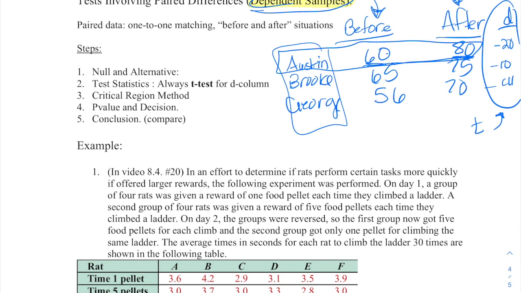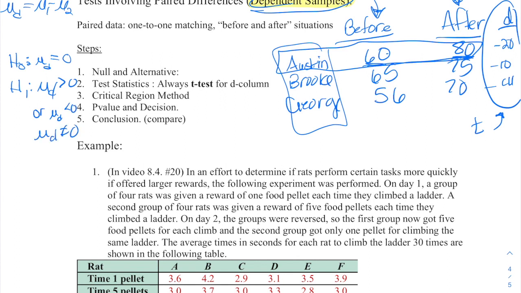Okay? So basically what happens in the null and alternative now, what we're testing is mu d. And what mu d represents is the difference between mu1 and mu2. So we're testing that difference is equal to 0. And then the alternative, we're going to test if this is either positive, negative, or not equal to 0. So it's going to be mu d greater than 0, or mu d less than 0, or mu d not equal to 0.